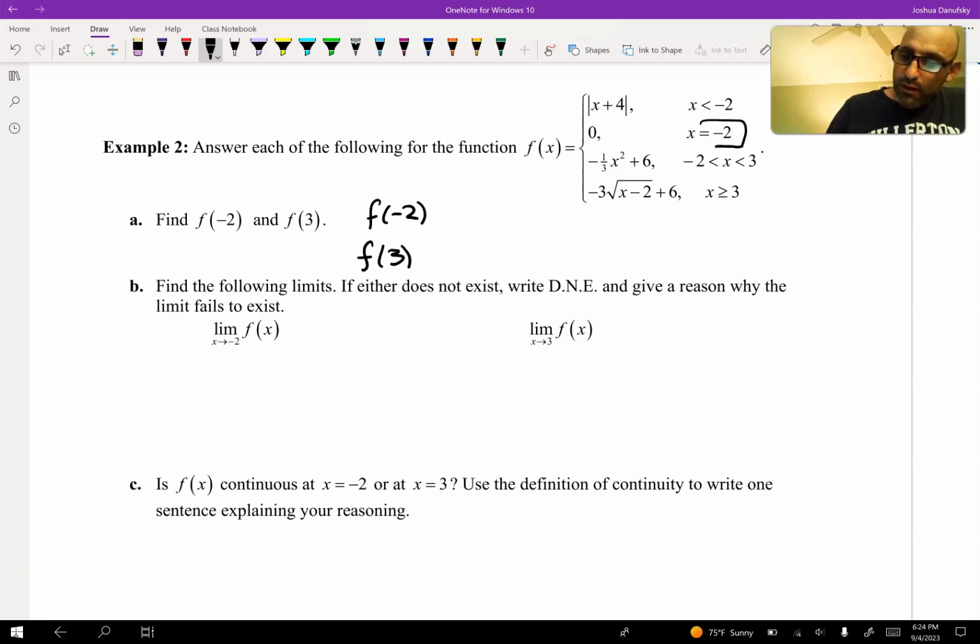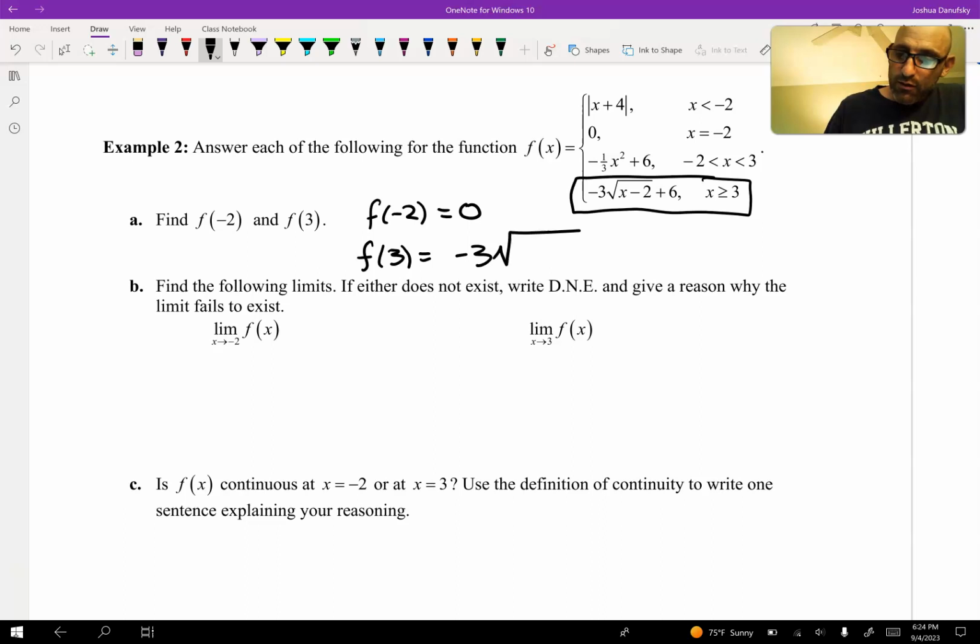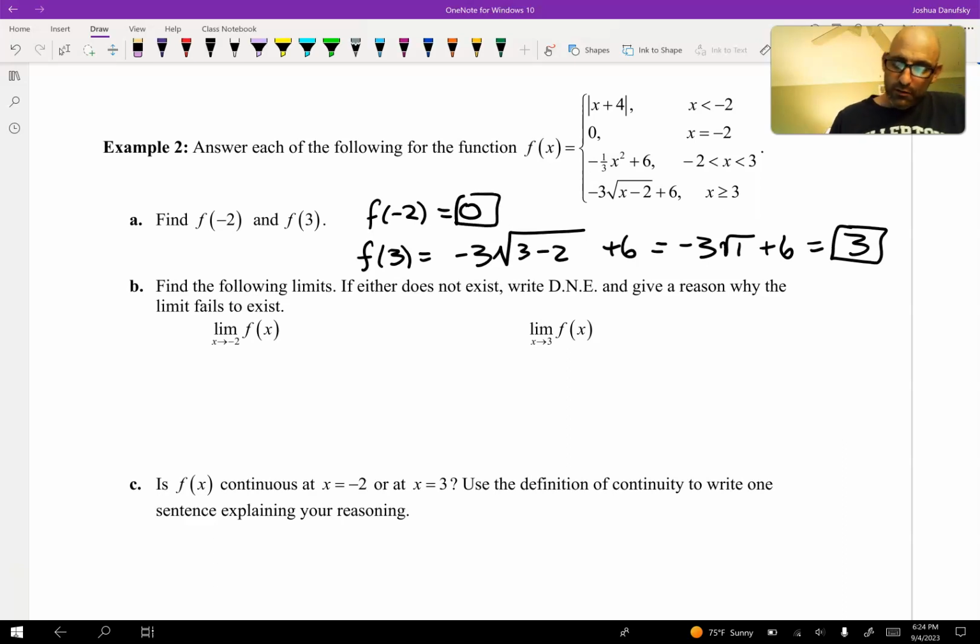So you'll notice right here they're telling us what to do when x is -2. Y is 0. That's all. And right here, they're telling us what to do when x is equal to 3 or x is bigger than 3. So we're going to get -3 square root of 3 minus 2 plus 6. That's -3 times the square root of 1 plus 6. I think that's going to be -3 plus 6, which is 3. Okay, so there are those 2 results.